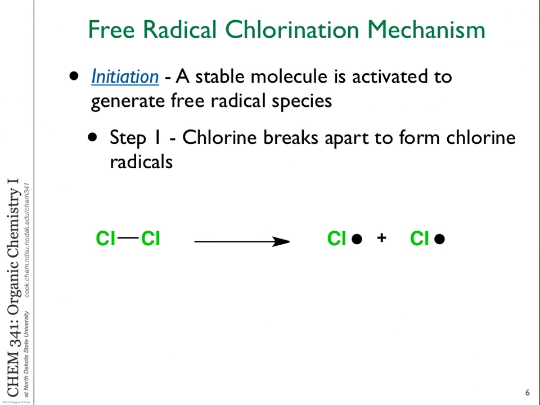So if we take a careful look at the mechanism, for most reactions in this class, we talk a lot about reactions forming and breaking bonds involving 2 electrons. But in this case, we're talking about forming and breaking bonds where we're talking about 1 electron moving or 1 electron breaking. So in this case, the reaction is started by activation or cleaving a chlorine-chlorine covalent bond.